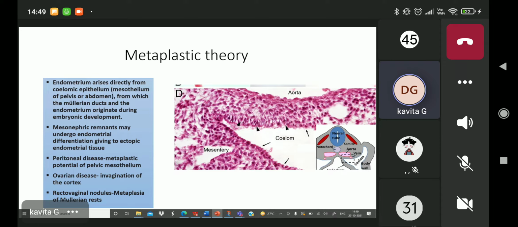Just a second. Divya, मेरी class चल रही है? कोई issue? Okay. So now you have mesonephric remnants that may be left.